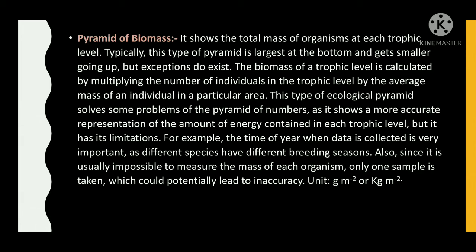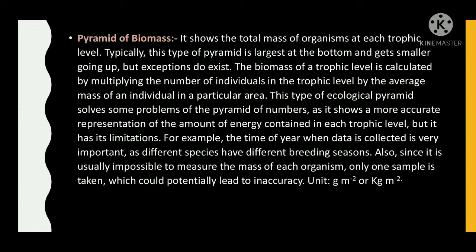Pyramid of biomass. It shows the total mass of organisms at each trophic level. Typically, this type of pyramid is largest at the bottom and gets smaller going up, but exceptions do exist. The biomass of a trophic level is calculated by multiplying the number of individuals in the trophic level by the average mass of an individual in a particular area. This type of ecological pyramid solves some problems of the pyramid of numbers, as it shows a more accurate representation of the amount of energy contained in each trophic level.